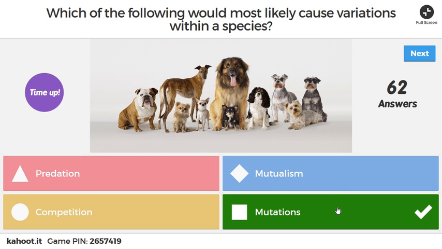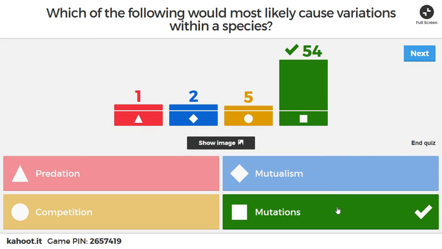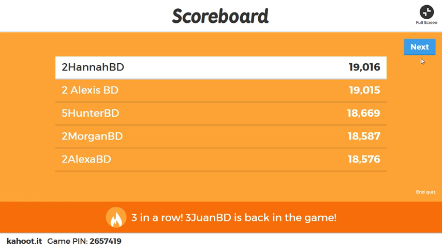Okay, and it's going to be mutations. Mutations are going to cause a change in the DNA. It's not going to be mutualism. That's when two organisms benefit. It's not going to be competition, even though that's survival of the fittest. It says which one of these would most likely cause variations, and that's going to be mutations. And predation. Predation is when a predator eats prey. All right, let's move on.